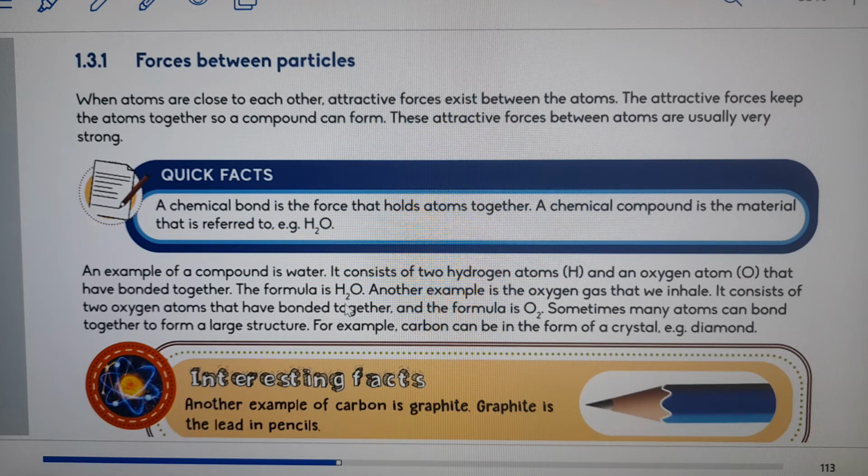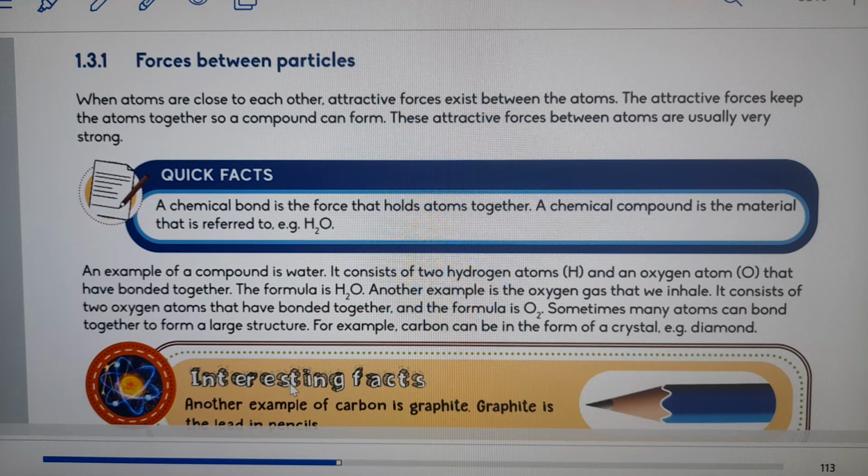That is a diatomic element, and the formula is O2. You see the atoms are the same. Sometimes many atoms can bond together to form a large structure. For example, carbon can be in the form of a crystal, to form diamond. So we can have a large structure made out of many bonds.